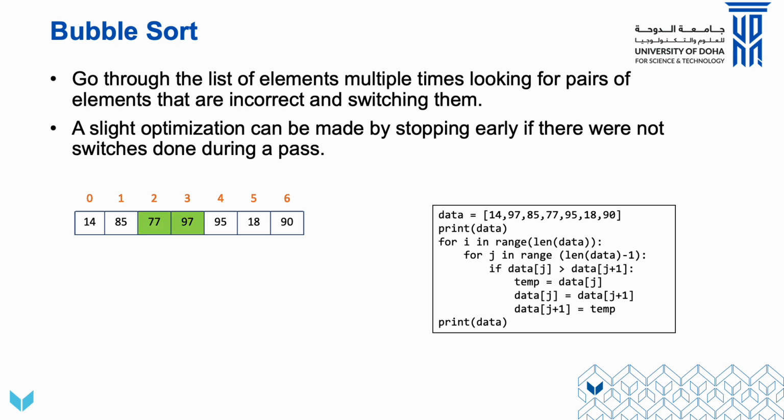Are we finished? No, we have to keep going, because now we have to check the 97 and the 95. Again, bad situation, so I'm going to flip them around. I have to keep going, so I check the 97 and the 18. Once again, we've got a problem. Flip it. And I have to check 97 and 90. Yeah, problem, so I'm going to switch those. Okay, I'm perfectly finished, right?